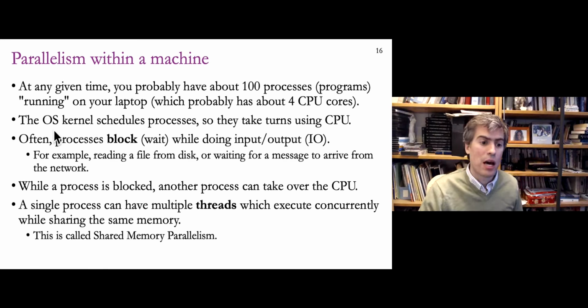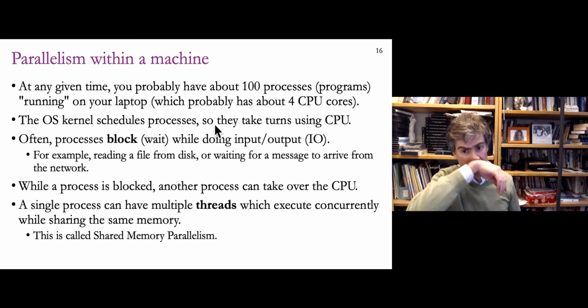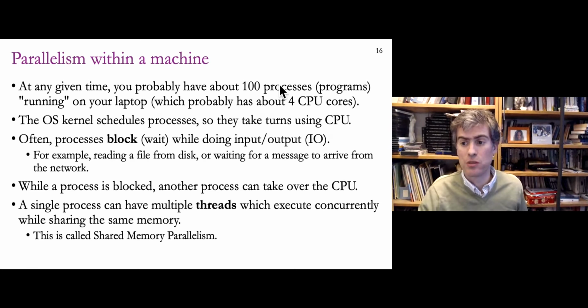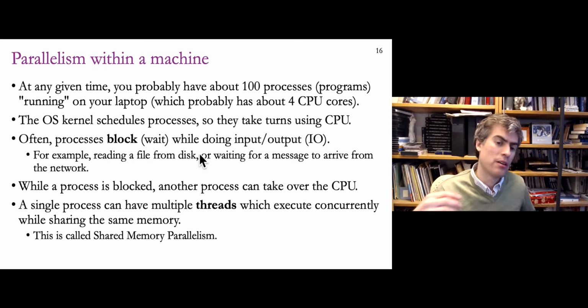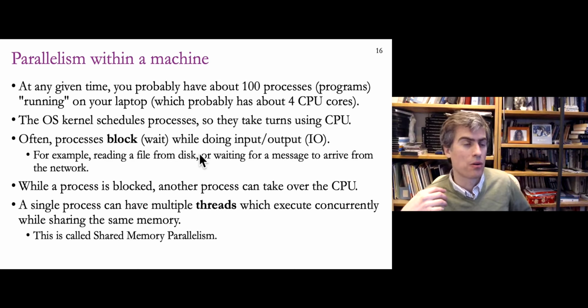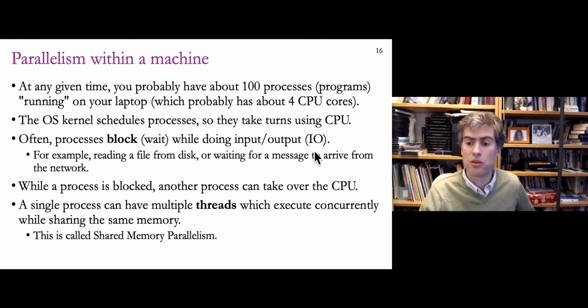What happens is the operating system schedules processes so they take turns using those 4 CPU cores, if you have 4. So most of the time processes are not running. Sometimes they might be not running because they can't. They're going to be blocked, which is waiting while they're doing some kind of input or output. Like if your program reads from the disk or over the network, makes a network request, it might be waiting for a message to arrive over the network. Those are all things that would stop the program from running.